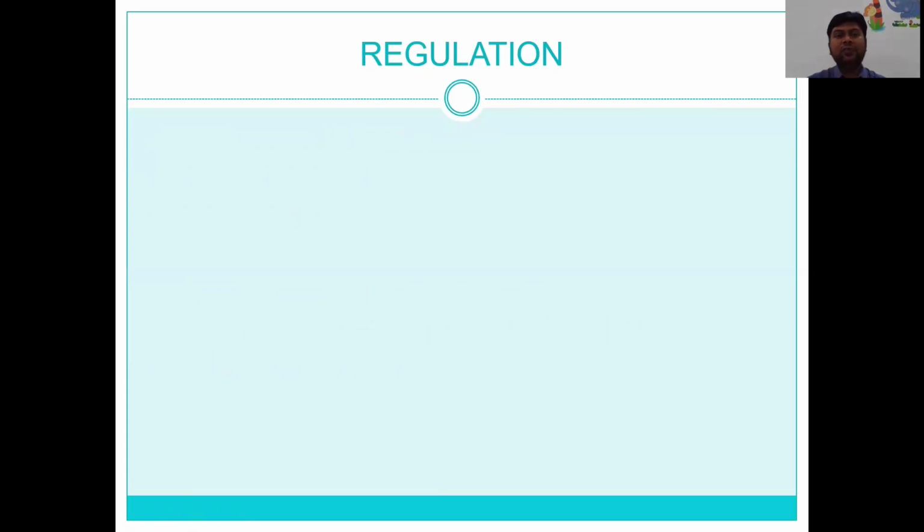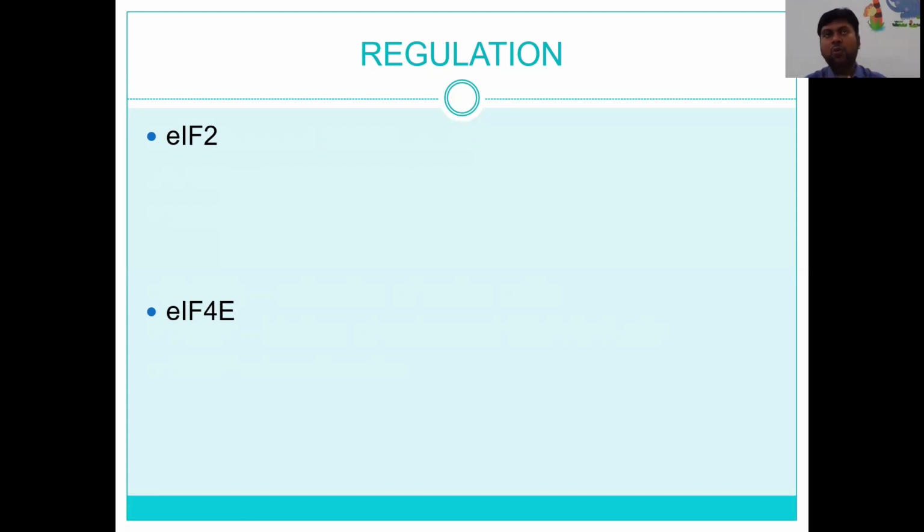Under regulation, we should always first mention the rate limiting enzymes. Here the rate limiting proteins are eukaryotic initiation factor 2 and eukaryotic initiation factor 4E. Both the regulating steps are present in the initiation phase only. They are the 2 rate limiting steps in the translation process.